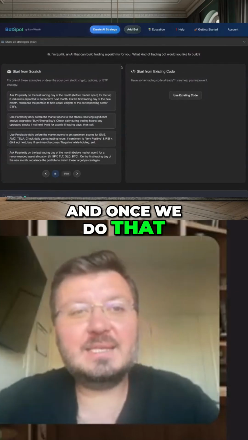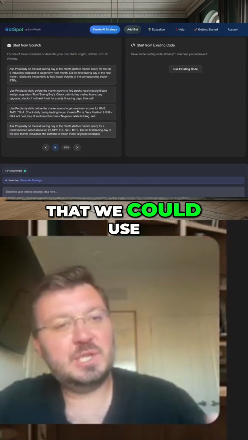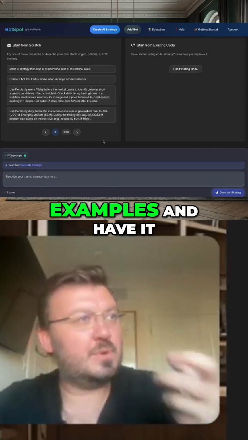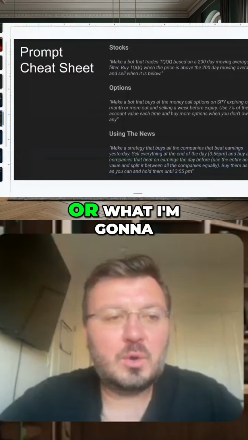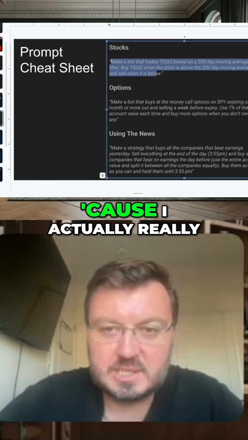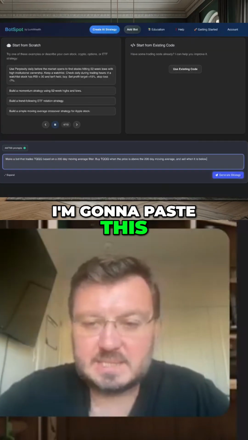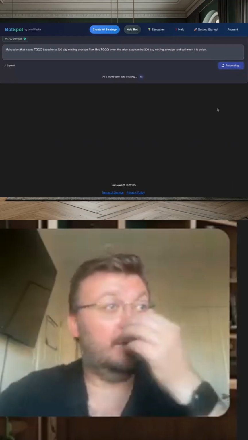And once we do that, we have a bunch of different examples here that we could use. If you guys want some ideas on things to build, you could click on any one of these examples and have it built for you. Or what I'm going to do is take it from our prompt cheat sheet, because I really like this strategy in particular. I'm going to copy it, paste this in, and hit generate strategy, right?